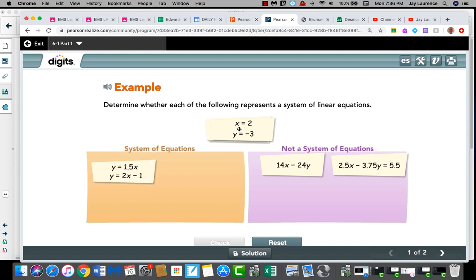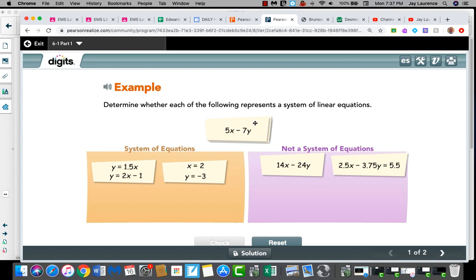Okay. X equals 2. Do you remember what kind of line that is? It's vertical. Did you catch that? And this is a horizontal line, and it is a system. By the way, I know the solution to that system. It's really easy. They intersect at the point 2, -3.